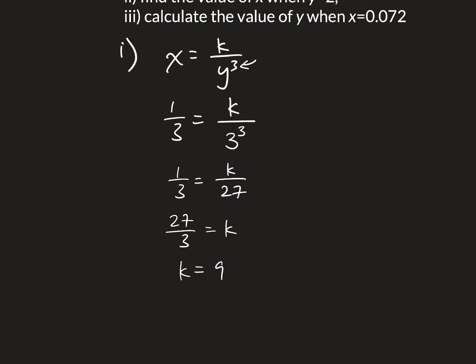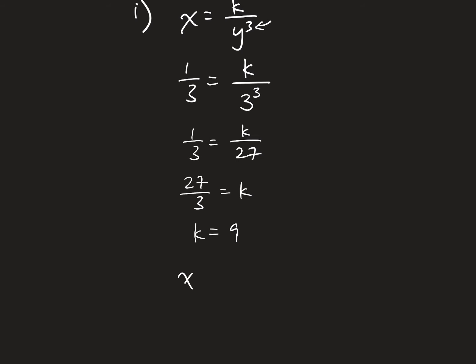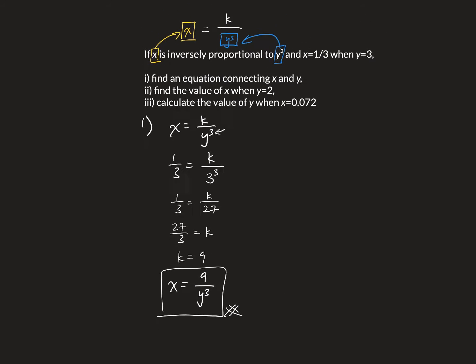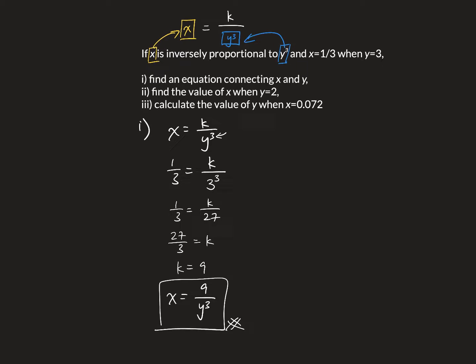And then we go back to the original equation, and we say that x equals k over y cubed, and k is 9, so x equals 9 over y cubed. This is my relationship. Next step.